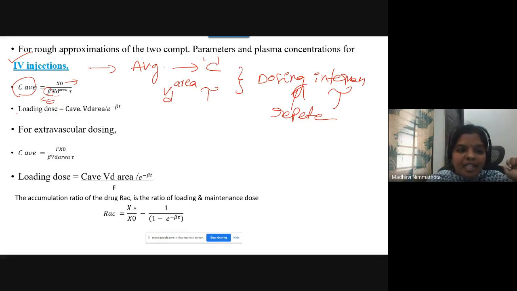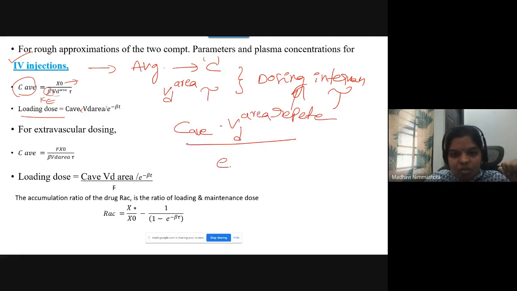So next one is loading dose. How can you find the beginning dose or initial higher dose of a drug? C average into VD area divided by e to the power of minus beta t. You can write it like this: C average into VD area divided by e to the power of minus beta t.